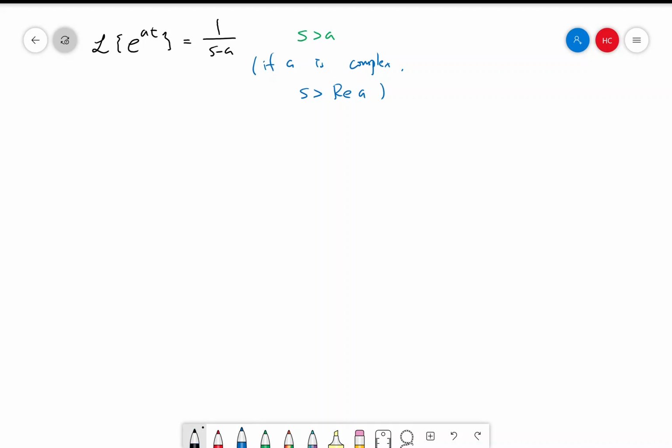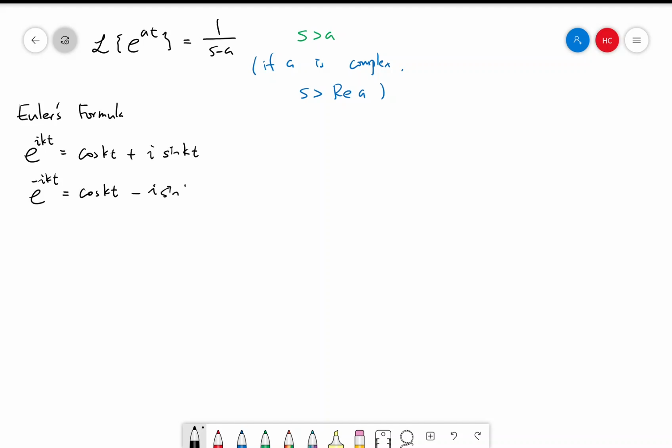We need this because we want to talk about sine and cosine, and recall Euler's formula, which tells us that e to the i k t is equal to cosine kt plus i times sine kt. And if we replace the exponent by its negative, then we have e to the negative ikt. Cosine is even, so we still have cosine kt. Sine is odd, so we have minus i times sine kt.